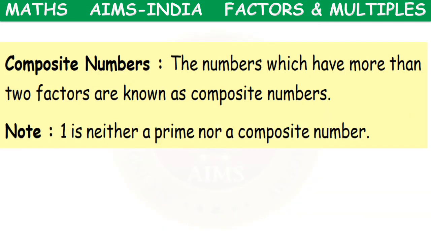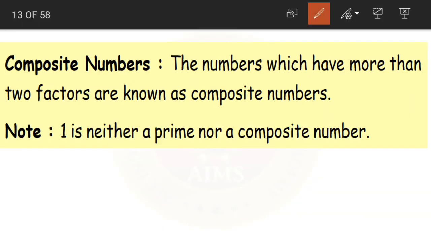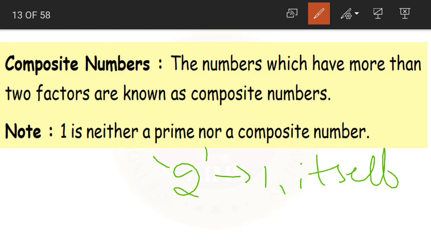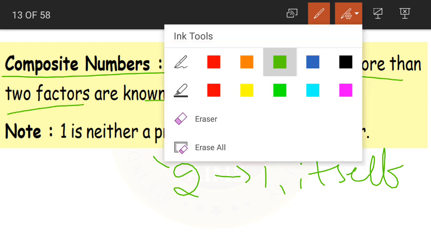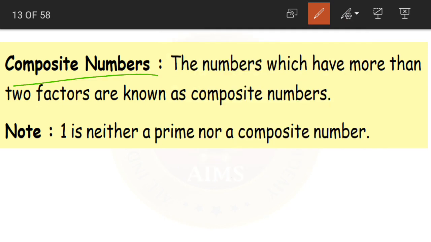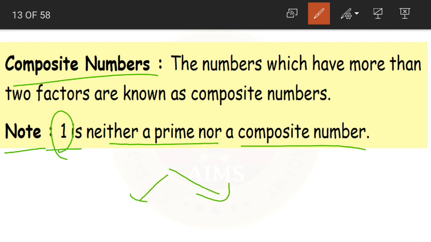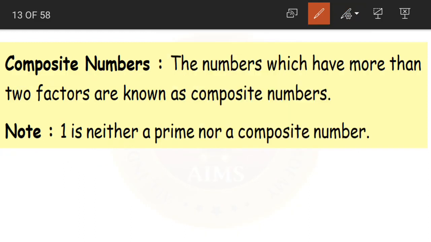Understood, children? A prime number has only 2 factors, that is 1 and itself, whereas composite numbers have more than 2 factors. Clear about prime and composite numbers? And an important thing to note is that 1 is neither a prime nor a composite number. 1 is our exception here, that is, 1 does not fall into either of the categories. It is neither a prime number nor a composite number.